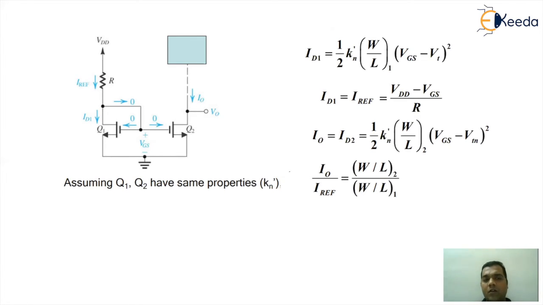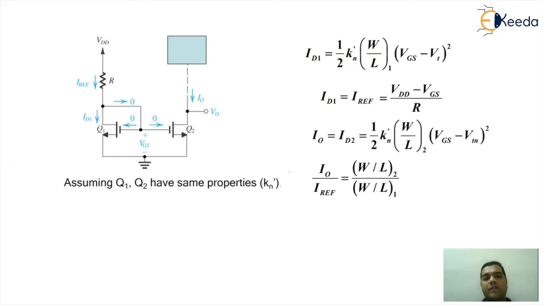So now, what did we understand here? That if both the MOSFETs are matched in all aspects, you will find the W by L ratio the same for both transistors. Automatically, the value of IO will match the value of IREF.